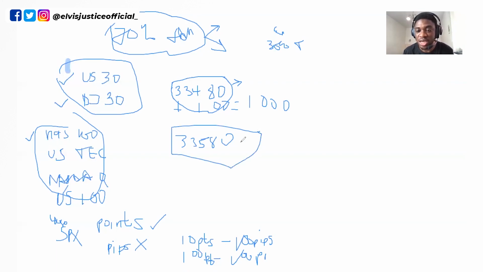You get me, right? So the price will be 33,580. Back to this, plus 100, that is 100 points. That's equal to 1,000 pips equivalent, right? So what does that mean? There's an increase of 100 points that's made you have this 33,580.